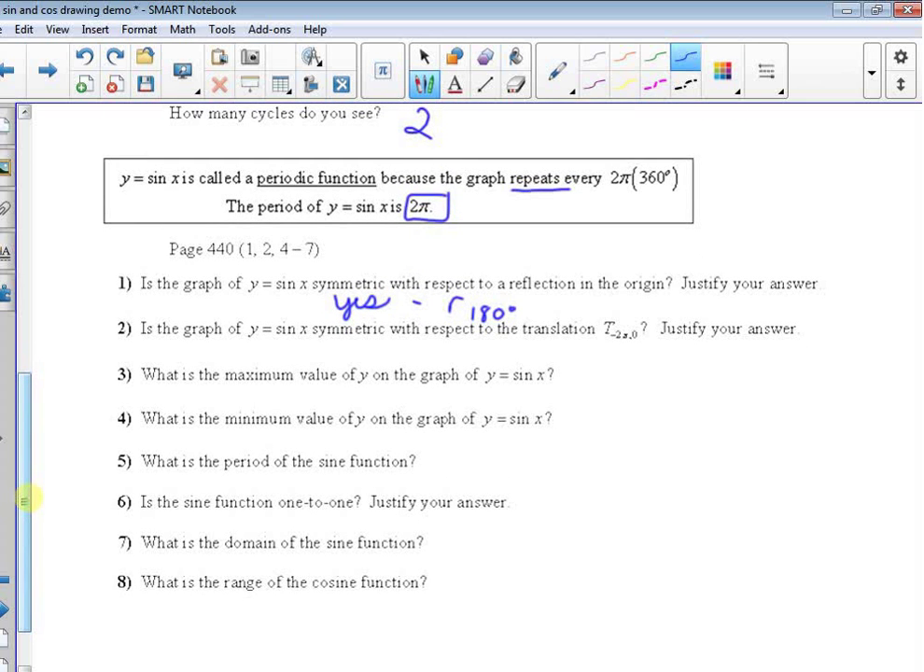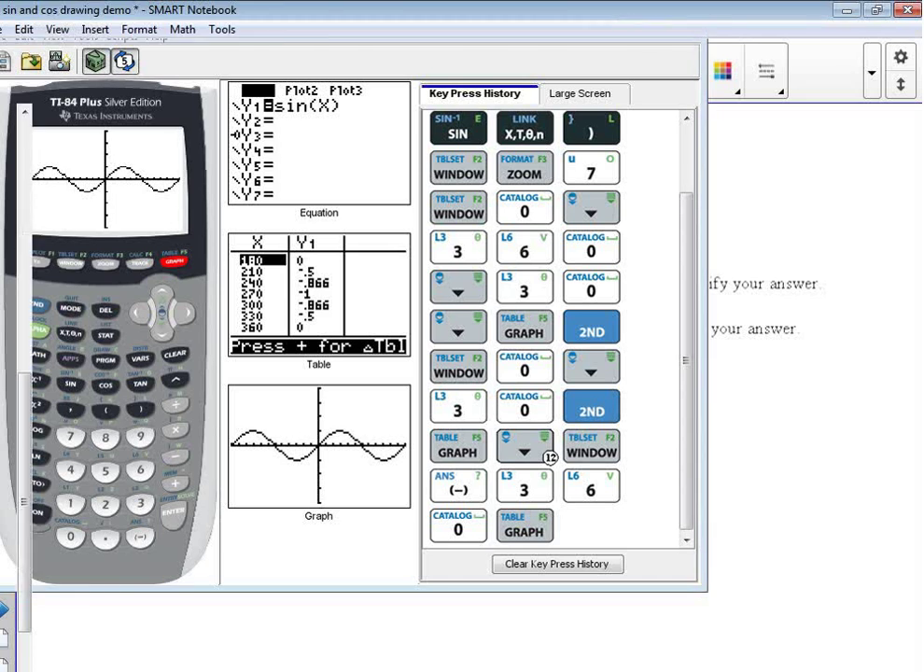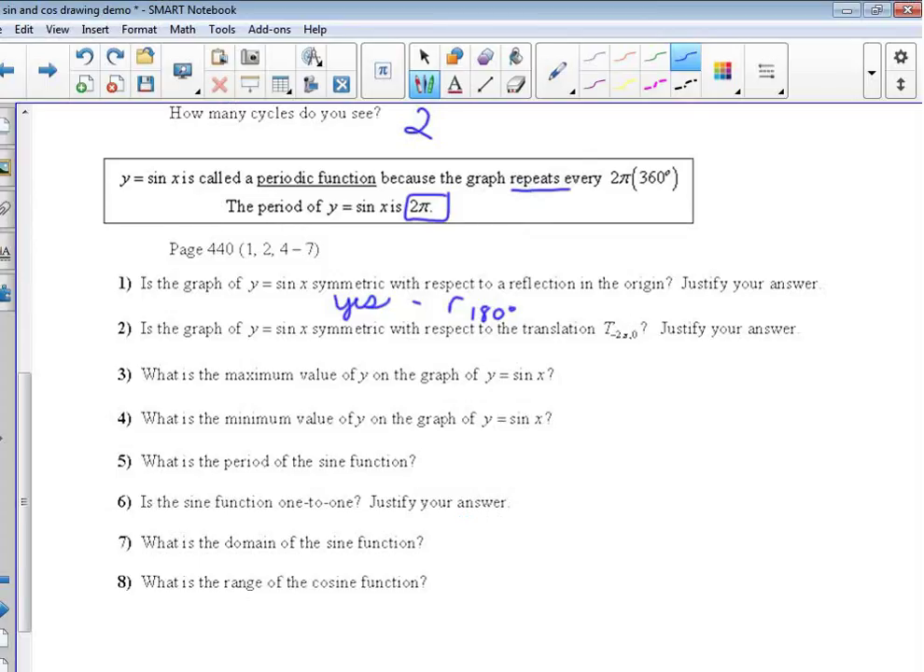Is the graph symmetric with respect to the translation T negative 2 pi comma 0? If you look at this and slide it over 360 degrees to the left, each point should fall on top of the other graph. So yes, and if you don't understand that, ask your teacher to help point that out to you.